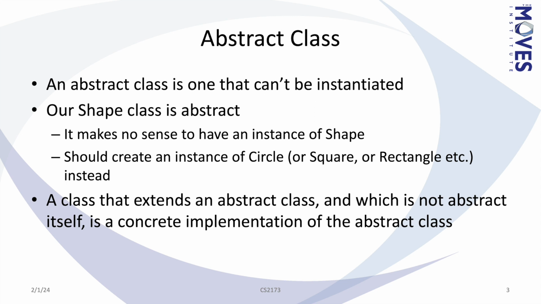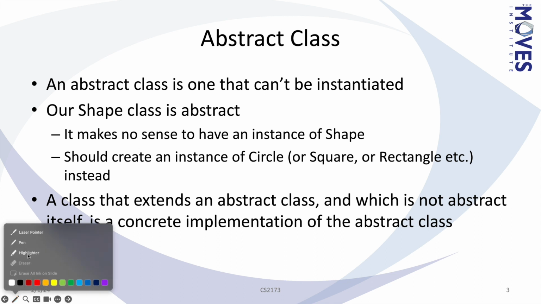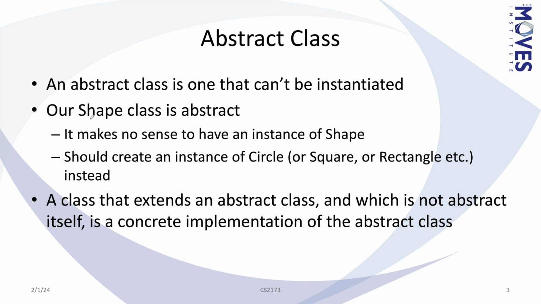Okay, so abstract classes. An abstract class is one that you can't instantiate. You say, well, what the heck? Why are you defining things that you can't instantiate? Hopefully it's becoming a little clearer. The shape class was abstract because it doesn't make sense to have an instance of shape. In other words, shape is an abstract concept that is implemented by different specific shapes.